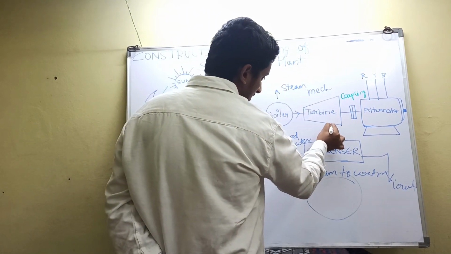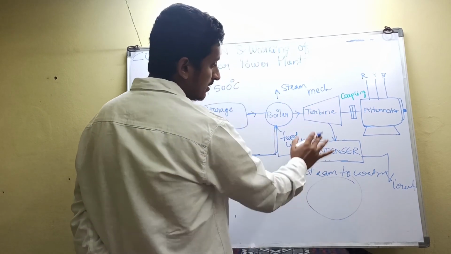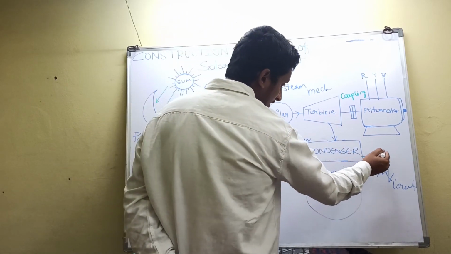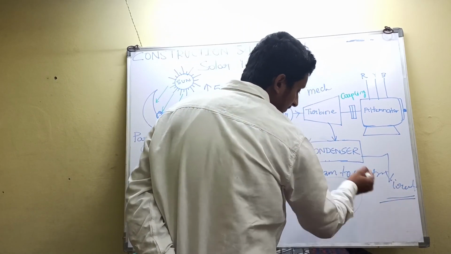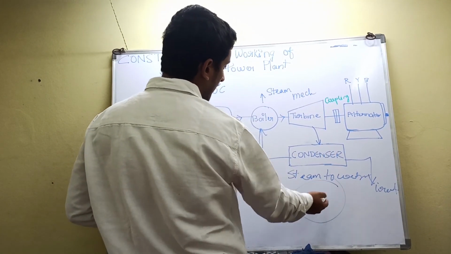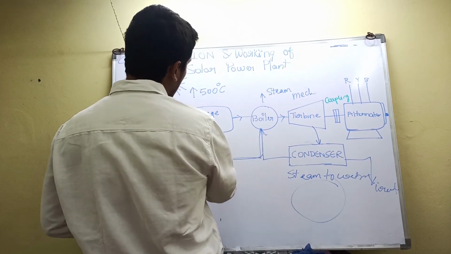From the turbine, the steam is sent to the condenser. The function of the condenser is to convert steam into complete water. From the condenser, some of the water is sent to the irrigation system. From the ponds or irrigation system, we again give that water to the boiler. From that boiler, it is taken back to the storage tank.